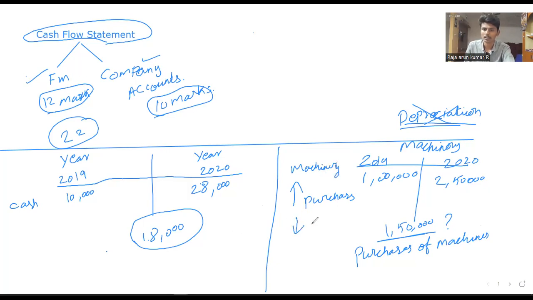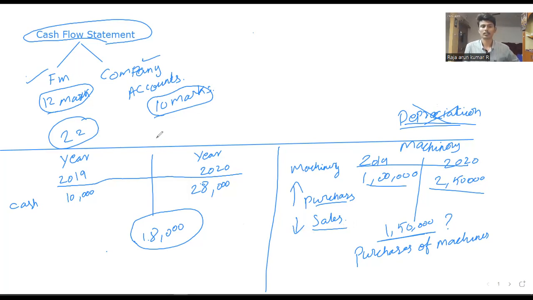It will be reduced, that is sales of machinery. In the machinery fixed asset, we can say if it is increased or decreased simply by purchases and sales, without considering depreciation. In the sum, they are not giving the depreciation. You must simply say that if the asset increases, that is a purchase. If the asset decreases, it is a sale.